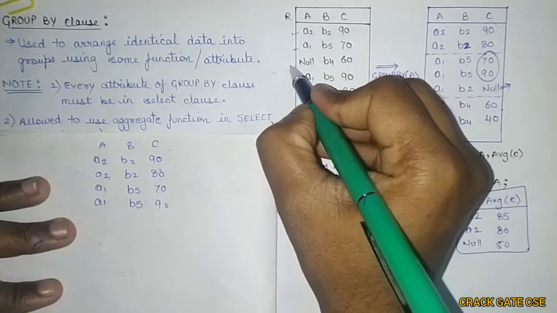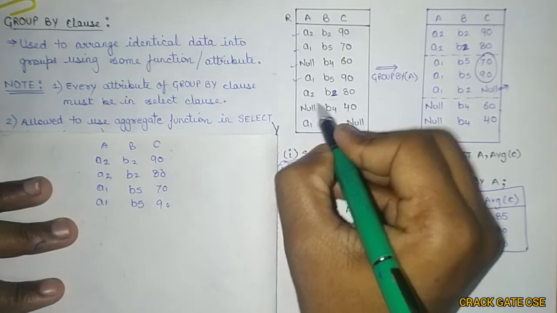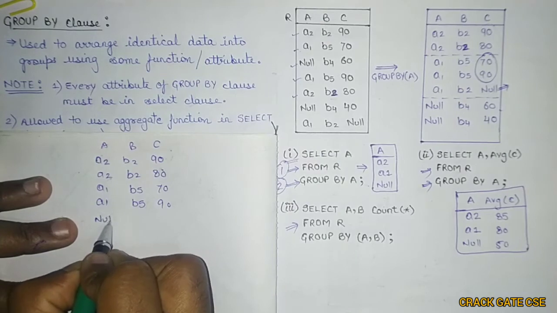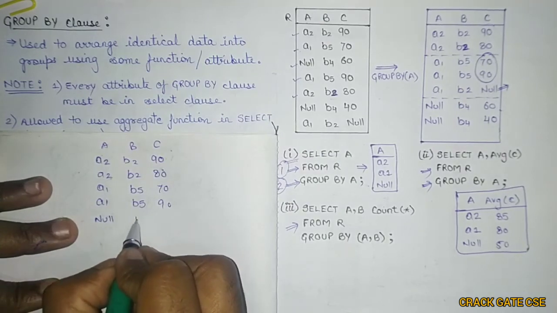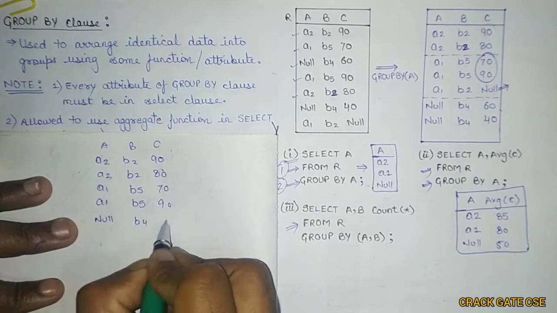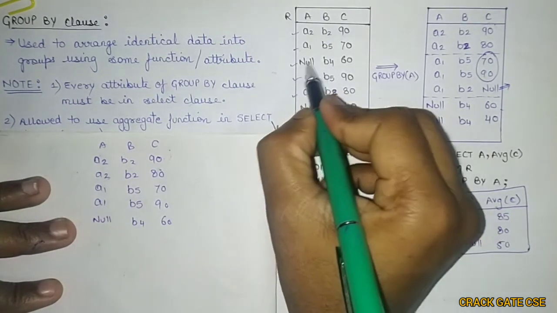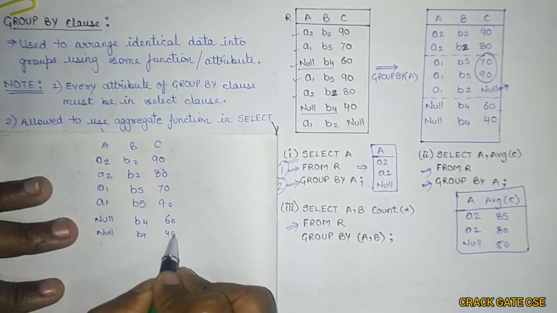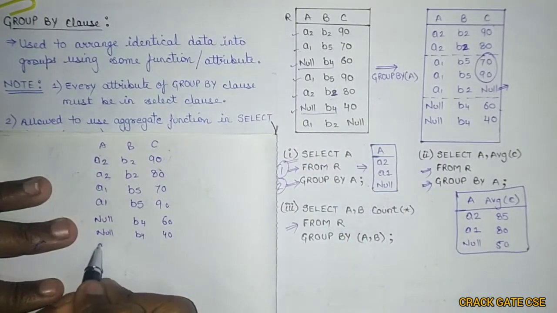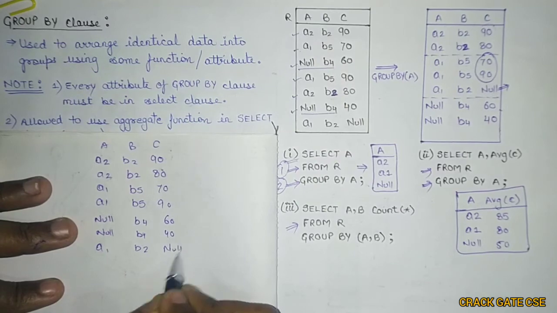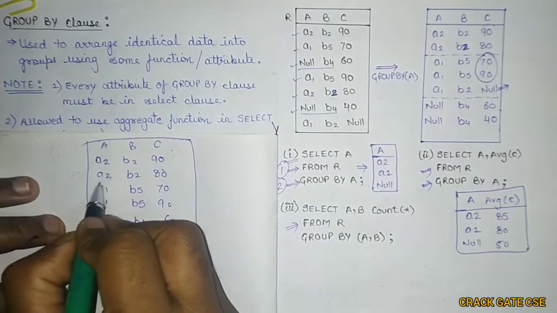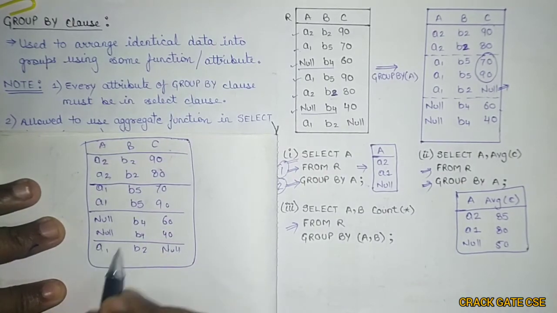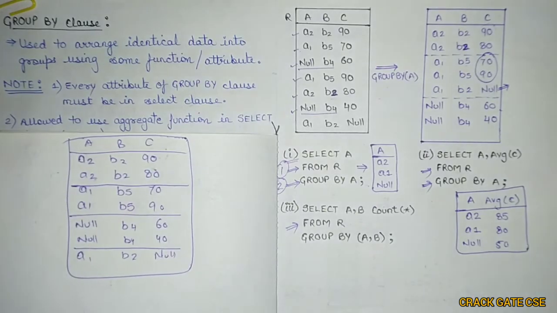So now next there is null. So this one is also covered. Now we are covering null. So I am writing here null B4 and 60. So is there any other null B4 available? Yes, there is another null B4. Null B4 40. This one is also covered. So this one is left, which is A1 B2 null. So that's how we grouped. How many groups are there? One group of A2 B2, another group of A1 B5, another group of null B4, and last one group of A1 B2 with one record only.